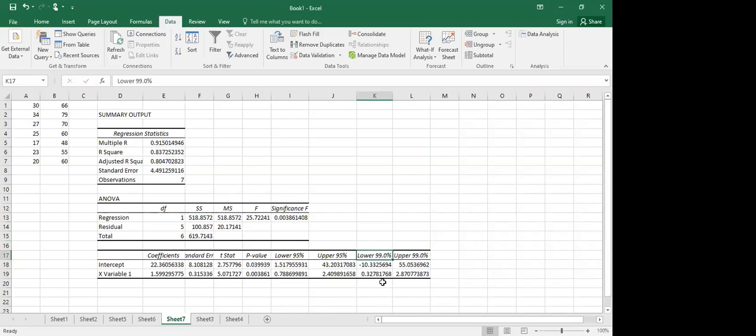Yes. Do you have 99 on your Excel? Yes, I do. Okay. So the confidence interval for the slope at 95% is this default. It is always there. So the confidence interval for the slope at 95% is 0.79 to 2.41. At 99% it is 0.32 or 33 to 0.28.